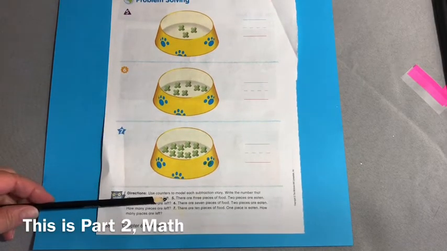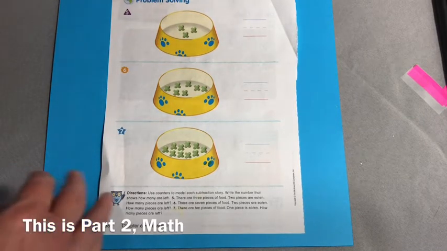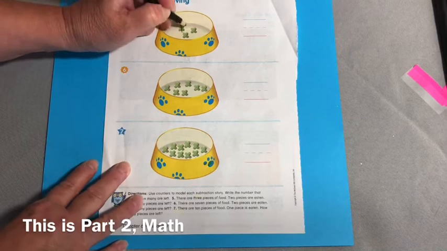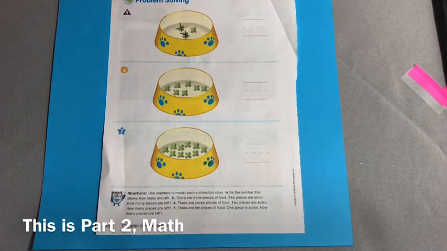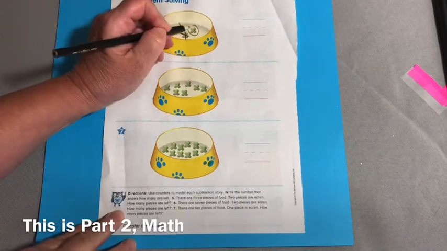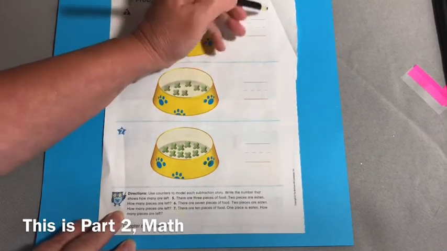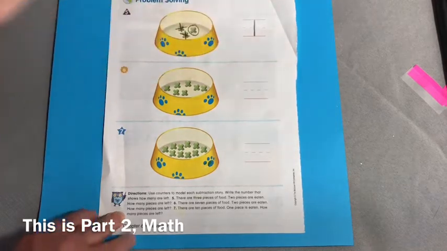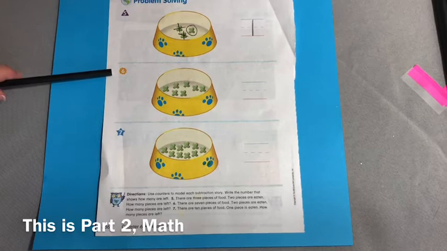Number 5, there are 3 pieces of food. 2 pieces are eaten. I'm going to put an X on 2 pieces of food to show they were eaten. And how many pieces are left? 1. This time we need to write how many are left. 1 is left.